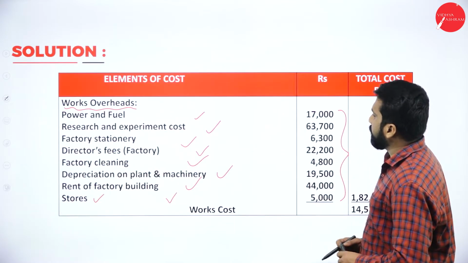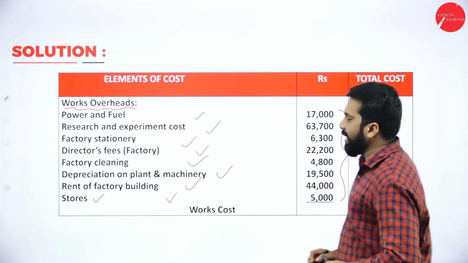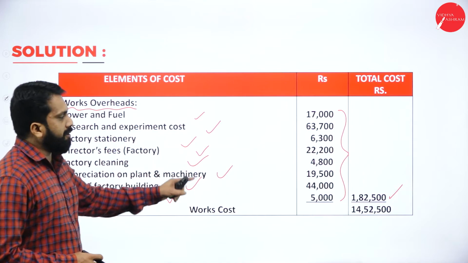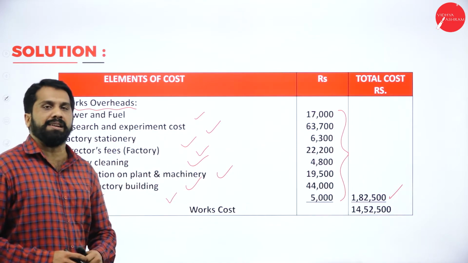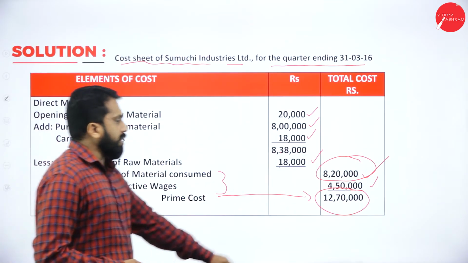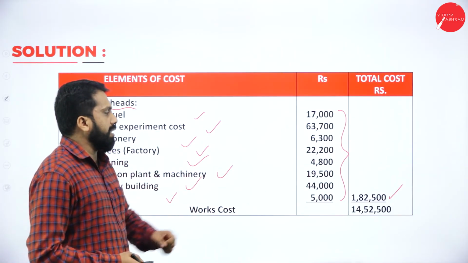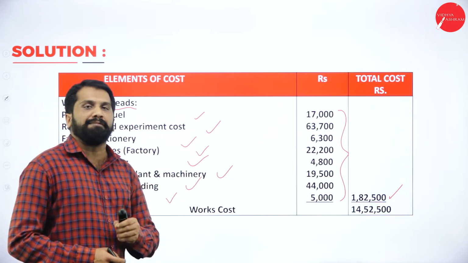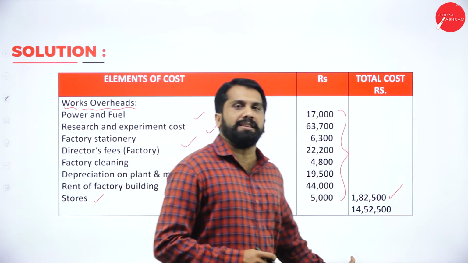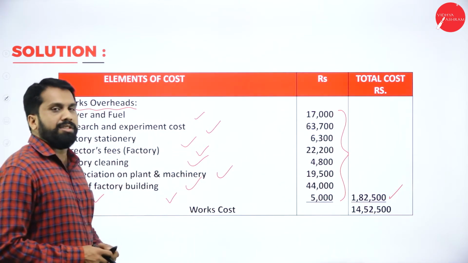Now, in this, we have taken stores also. Total it is 1,82,500. Now, if you add everything, you will get 1,82,500. For that, what was your total? 12,70,000 plus 1,82,000. Your answer will be 14,52,500. Hope you understood. Clear? Yes, good. Now, so up to work cost, it is done.